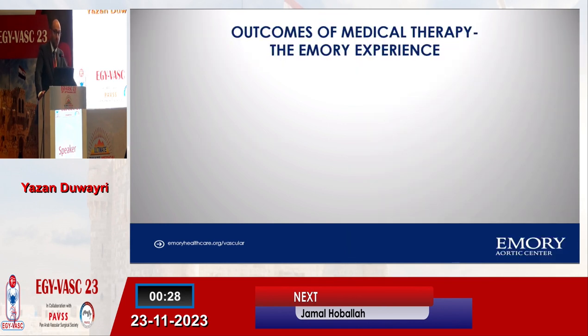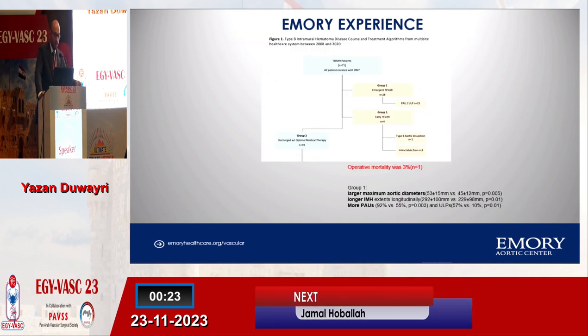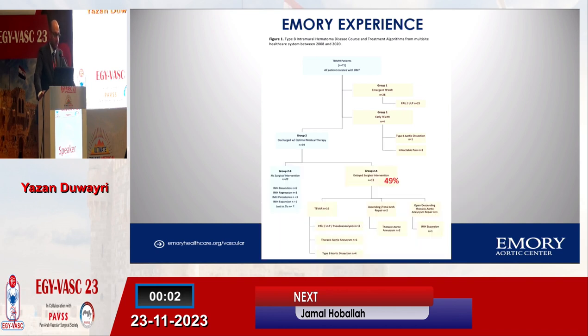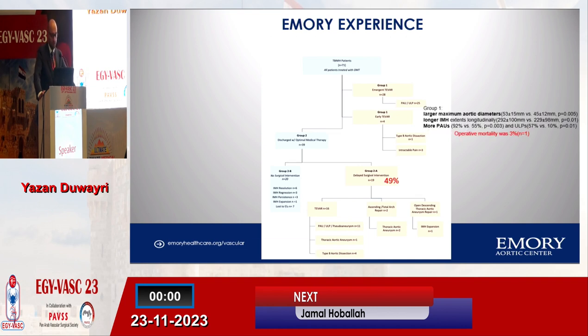Now, medical therapy, we looked at the outcomes of medical therapy in patients who did not undergo TEVAR in our institution. We had around 70 patients who presented with IMH. Half of them had PAUs or thick aortic hematomas and were treated with TEVAR, and the other half did not have that because of the lack of high-risk features. Interestingly, when we looked at those patients who did not have intervention initially, almost half of them ended up needing intervention with time because they did progress eventually to have either a dissection or aortic enlargement.